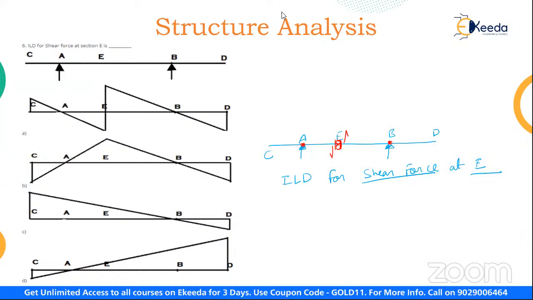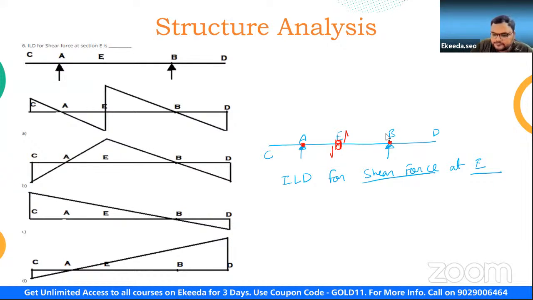Okay, so let me solve it for you guys. Let me tell you how to solve this question. I have told you already that if you have to determine the shear force at point E, we are going to apply this roller. So at the left of point E, this is D, this is B, this is E, A, and C. At the left of point E, it is going to go down, and at the right, it is going to go up.